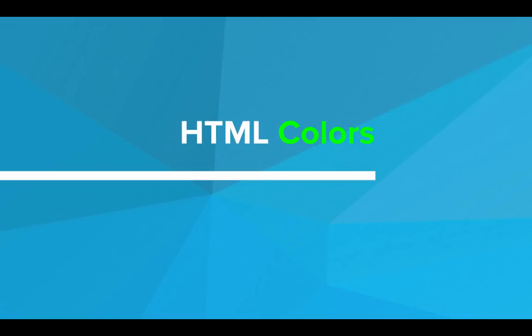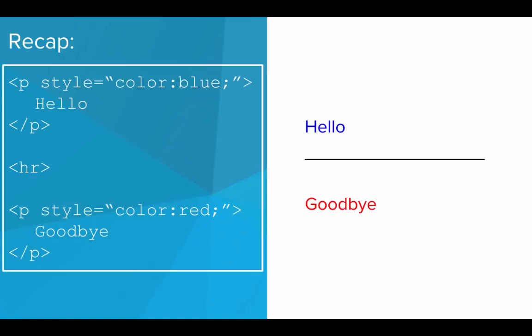Hi! In this video, we'll be talking about HTML colors. So to recap, we can set the color of our HTML elements using the style attribute. If we set the style to have a color of blue, we'll end up with blue text. If we set the style to have a color of red, we'll end up with red text.